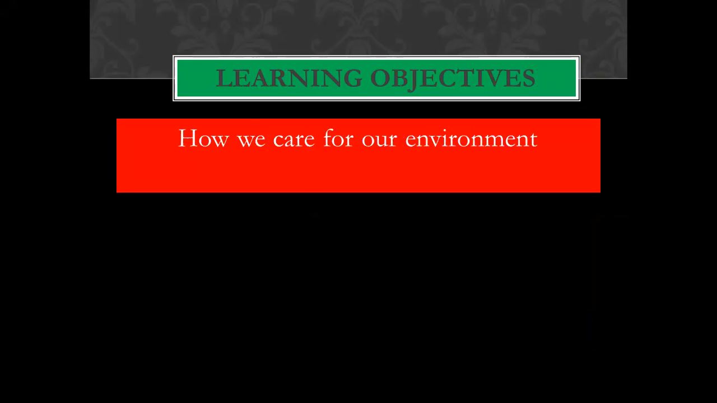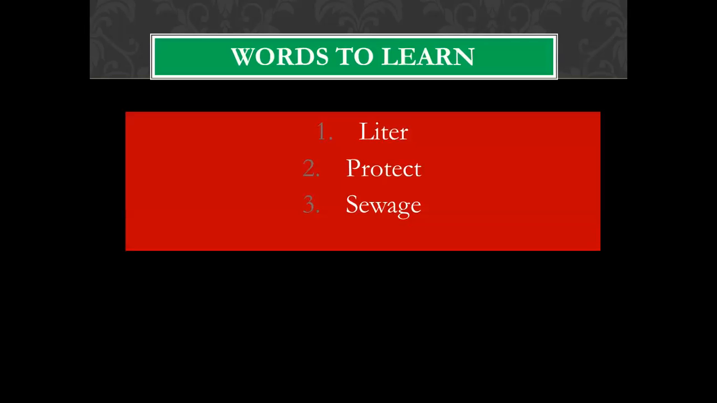In this lesson, we are going to talk about how we care for our environment, how we can look after our environment. How can we care or how can we look after our environment? So in this lesson, we are going to learn 3 words: litter, protect, and sewage. So here are the 3 new vocabulary words that you are going to memorize.